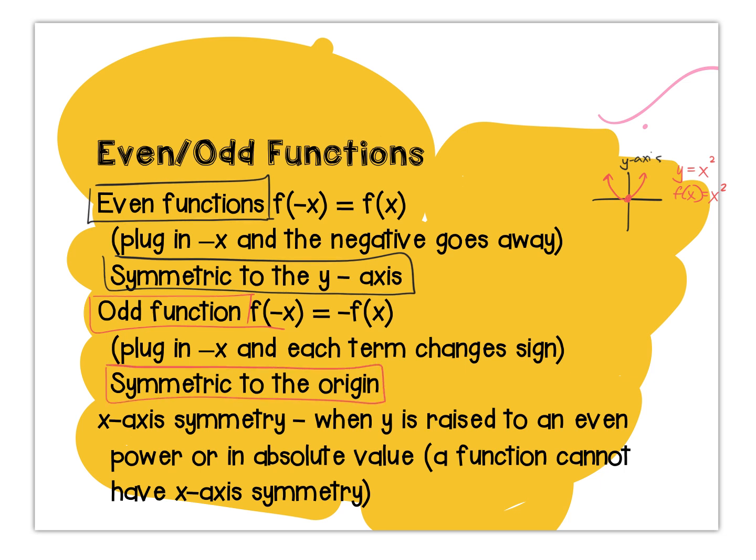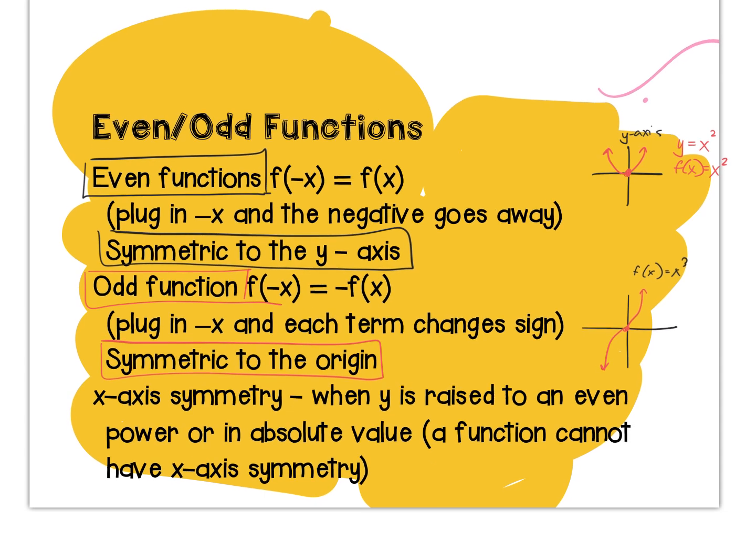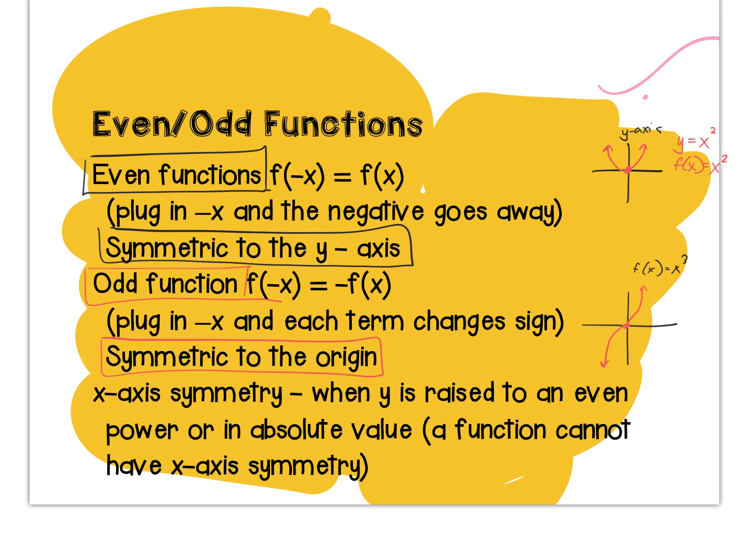And so think of something to the effect of f of x equals x cubed. That looks something like this. You might have your graph and it kind of goes like this, hits the origin, and then it goes like that. Well, that function right there is an odd function, and that is symmetric to the origin. And then the last one is a function that happens to have x-axis symmetry.